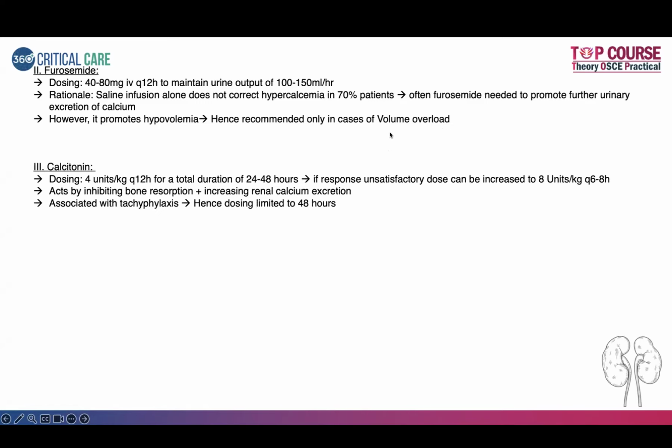The next drug is calcitonin. The dosing is 4 units per kg, given 12 hourly for a duration of 24 to 48 hours. In one day, if the response is not satisfactory, then you can increase it to 8 units per kg every 6 to 8 hours. It acts by inhibiting bone resorption plus increasing renal calcium excretion, and it is associated with tachyphylaxis. So, usually, beyond 48 hours, calcitonin is generally not given because after that period, it is not going to be effective.